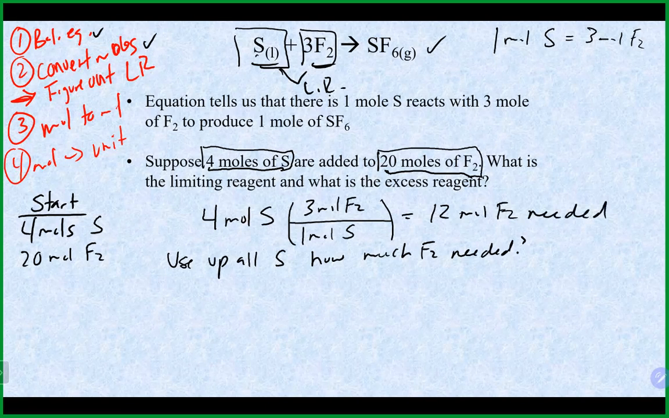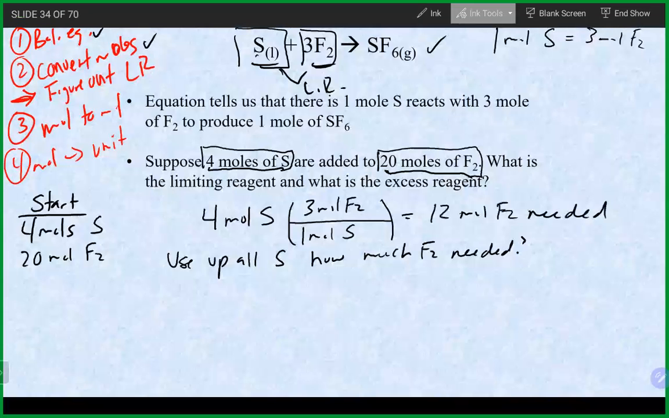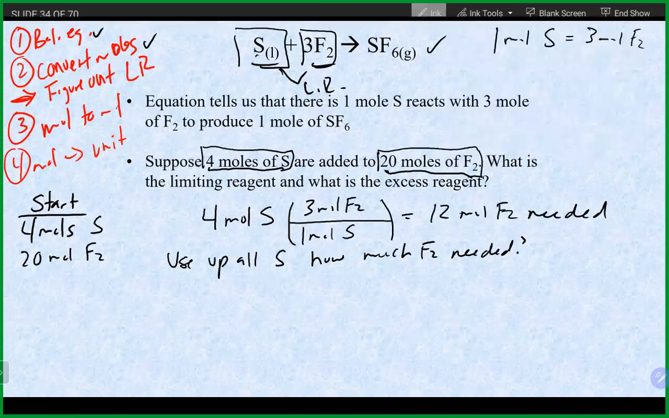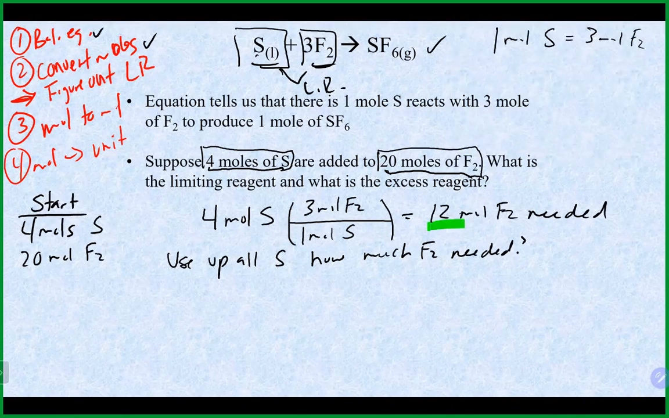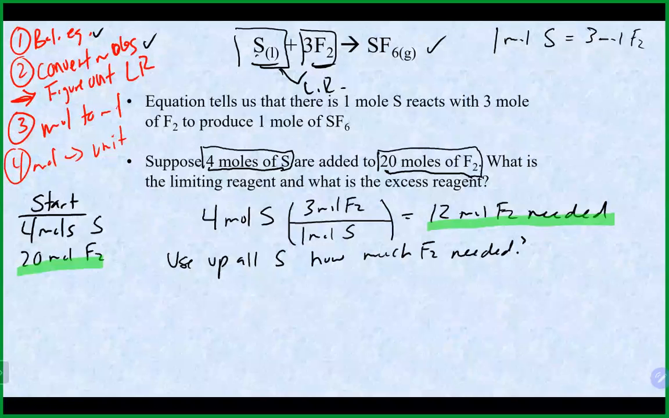First off, any question on the calculation? So it's just a simple little stoichiometry calculation between the two reactants. And basically what you're saying is I want to use up all my sulfur. How much of the F2 in this case do I need to put in there? At this point, what we want to compare is the amount of F2 needed to the amount of F2 that we started with.